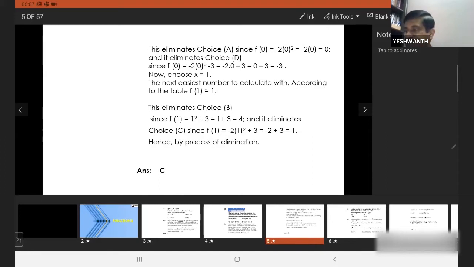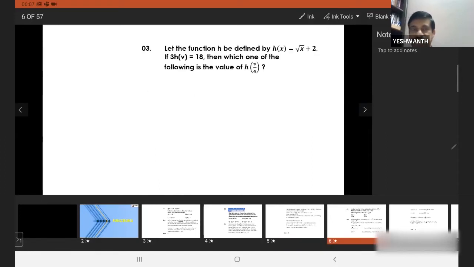Okay, children, let us go to the next question. Look at this. Let the function h be defined by h of x equal to root of x plus 2. 3 times h of v is equal to 18. For which one of the following is the value of h of v by 4?